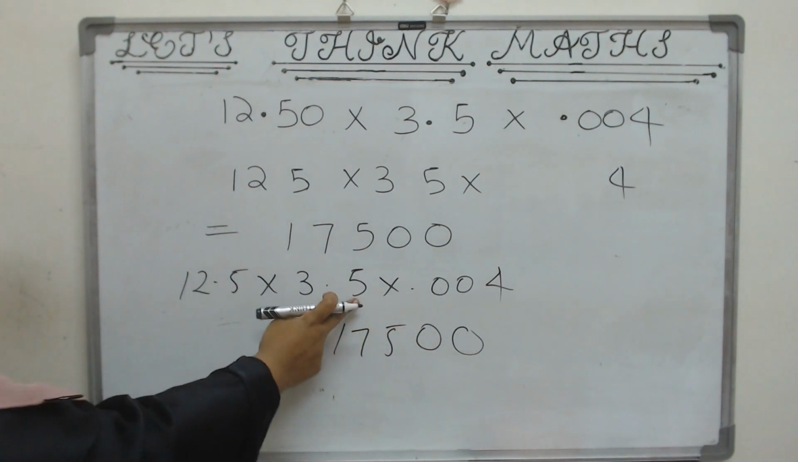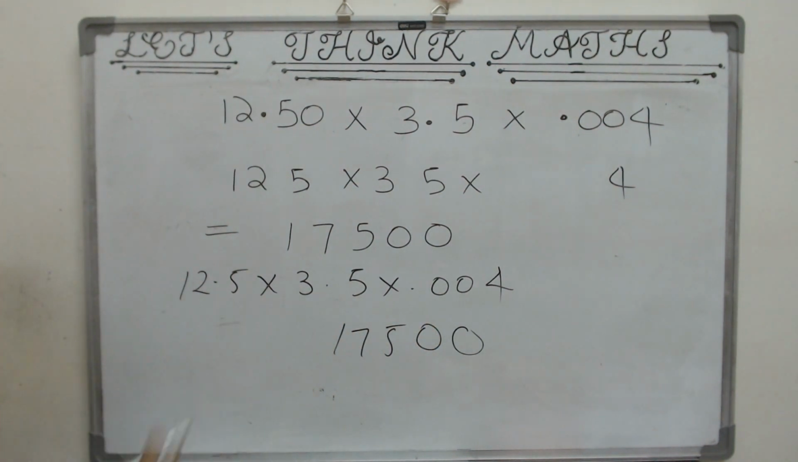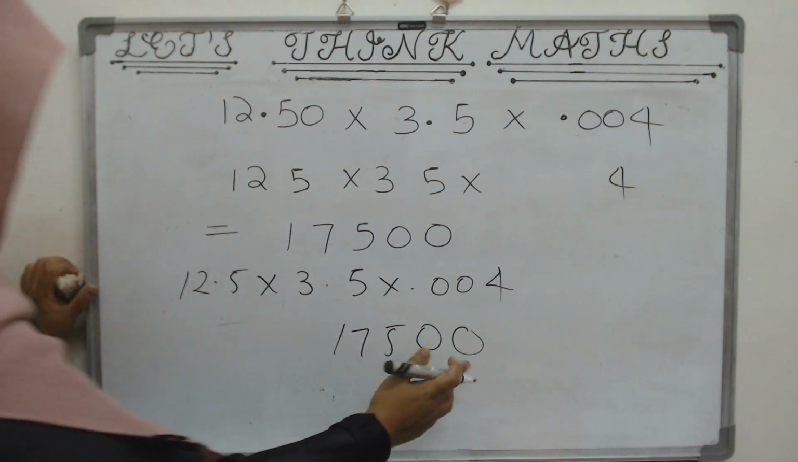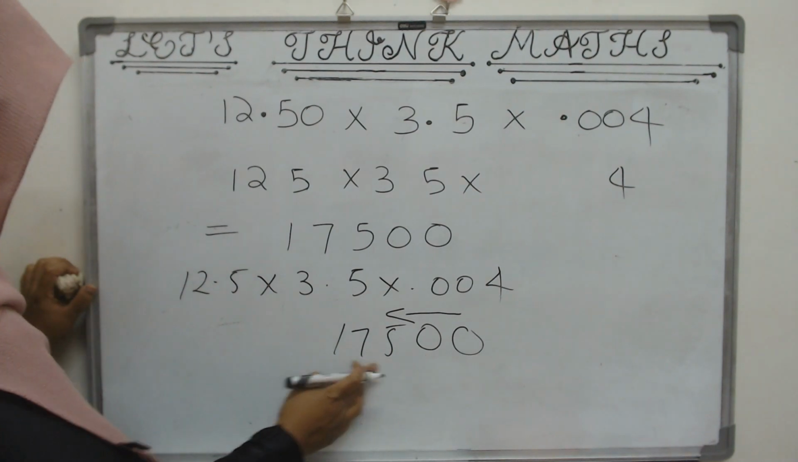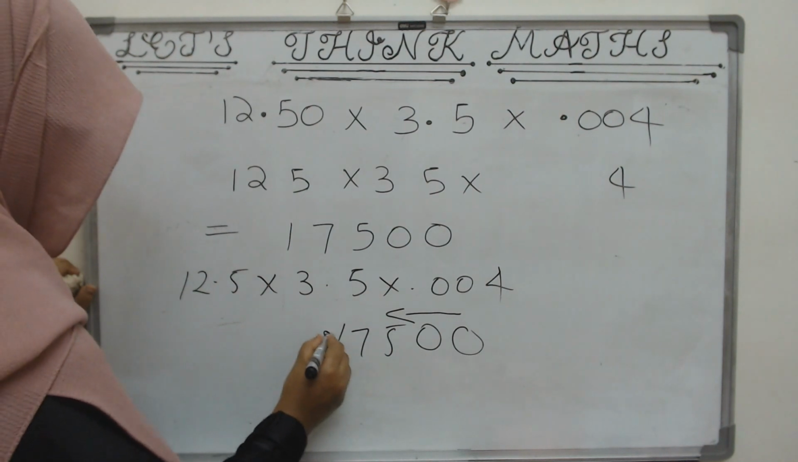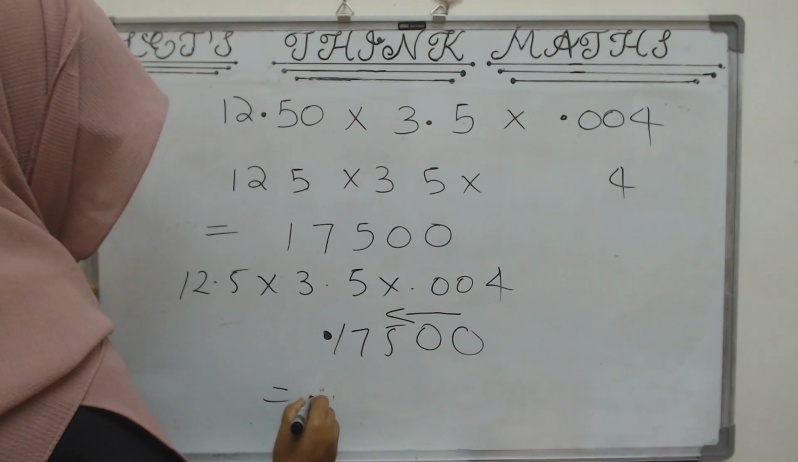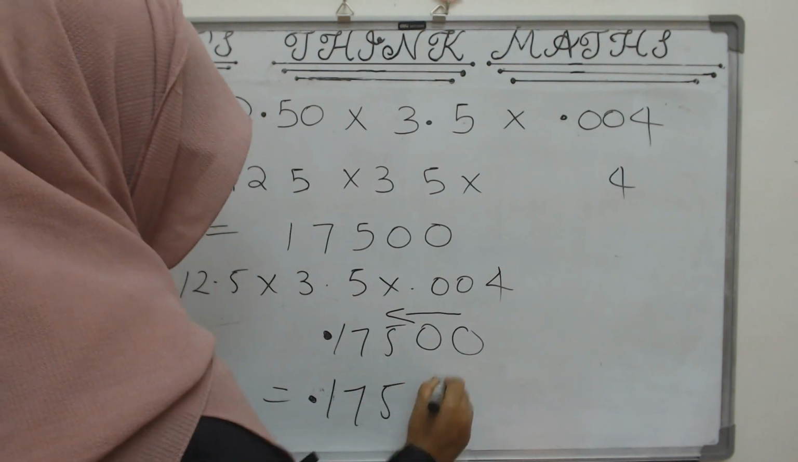3 decimal places here, plus 1, plus 1. So totally we have 5 decimal places. So that should be counting from here: 1, 2, 3, 4, 5. Or in other words, your answer is this.